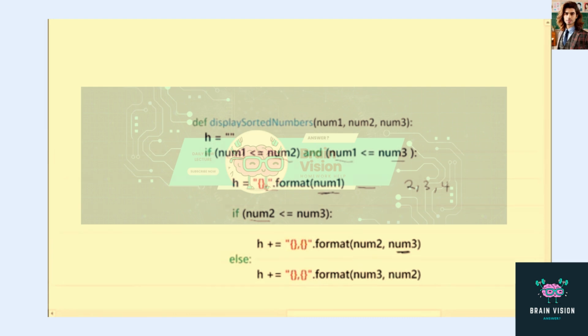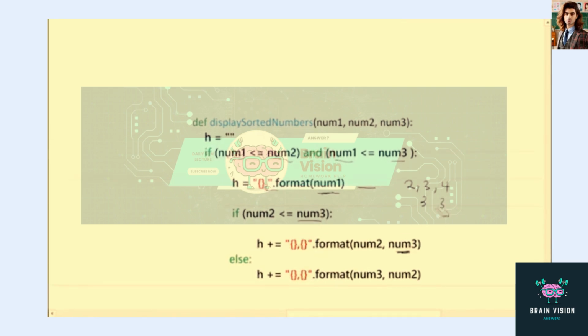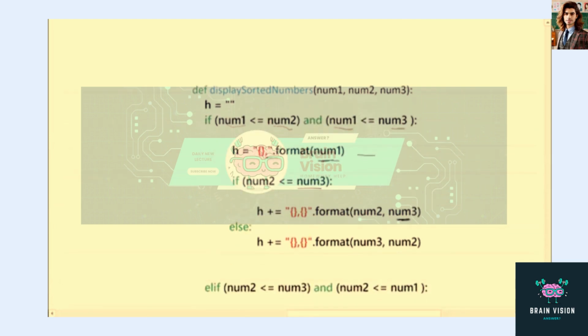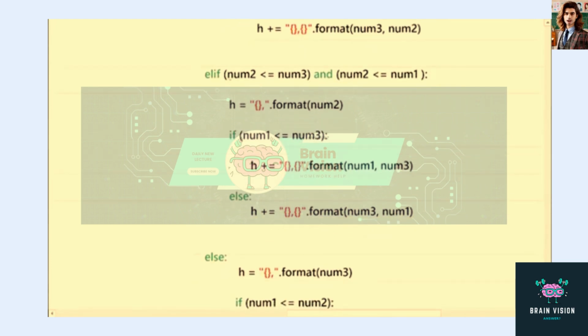In another instance, if the third number is smaller than the second number, we bring the third number before the second. Okay, so we look at the other side. If the second number is the smallest of the three, then that should be added first. Okay, so we did that for three instances.